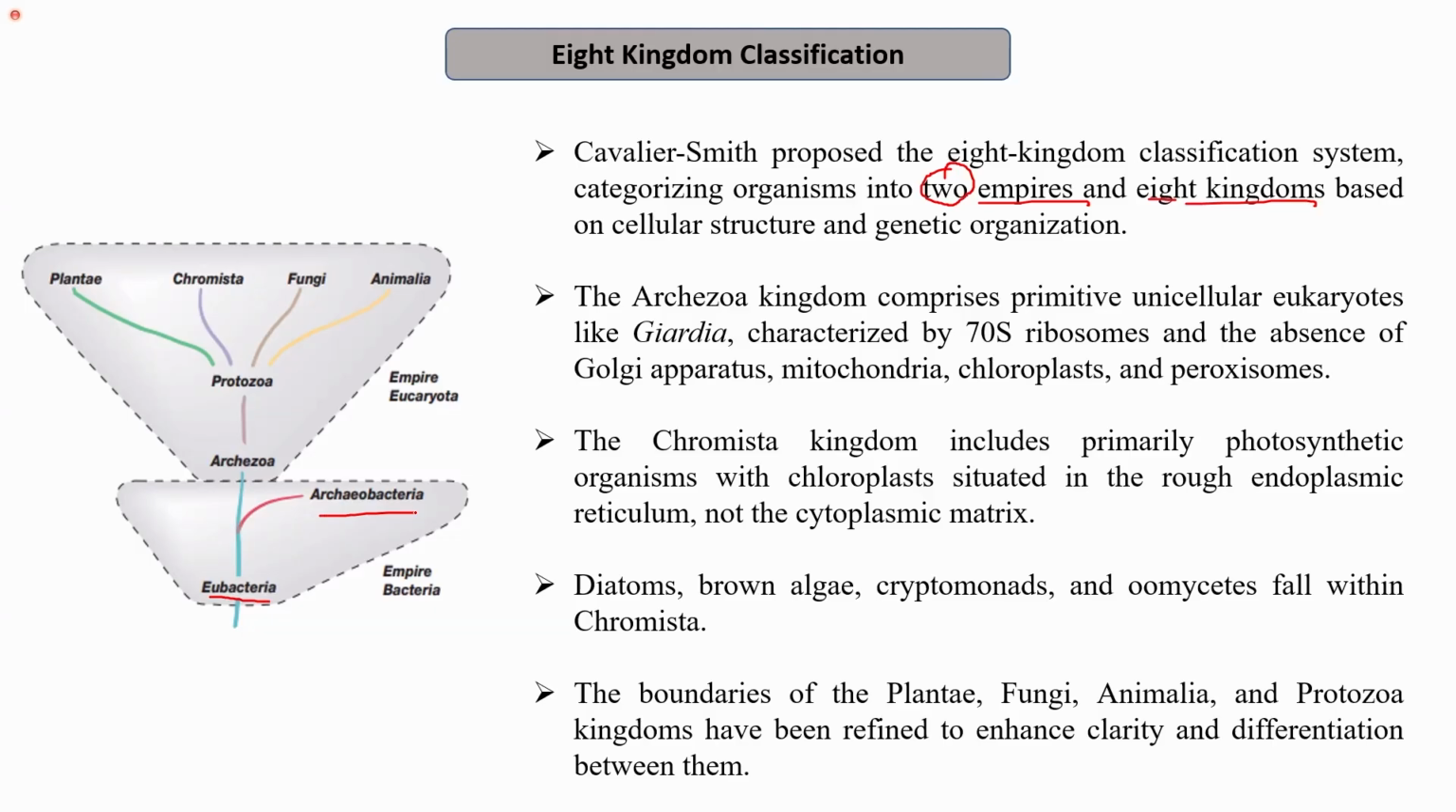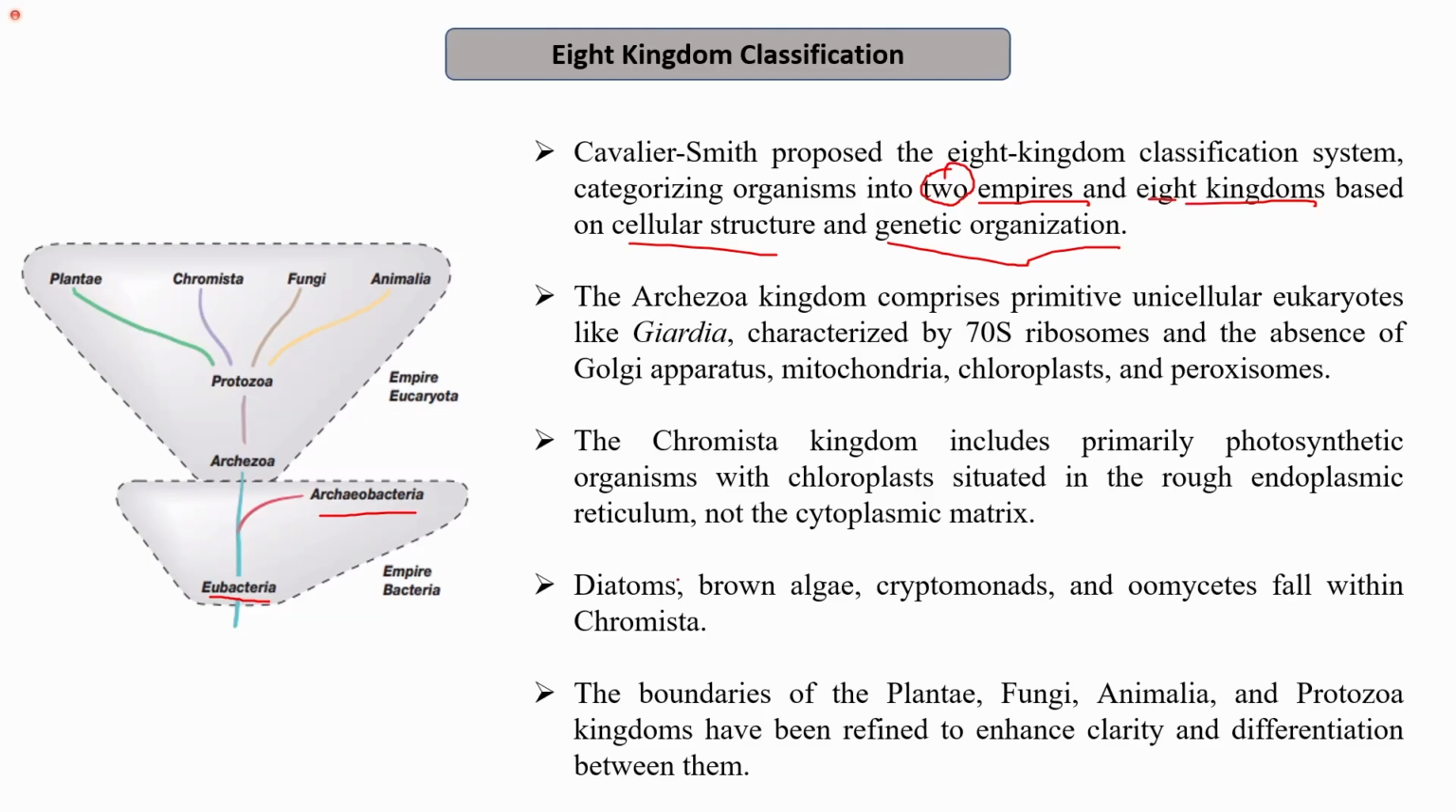The categorization was done into 2 empires and 8 kingdoms based on their cellular structure and genetic organization. So in this 8 kingdom classification system, the focus was given to both the cellular structure and the genetic organization of the organism, just like the 6 kingdom classification. But with the advancement, we have understood better about the sequencing methods and the other genetic tools. Therefore, this provides a broader and more classified system of classification of biological organisms.